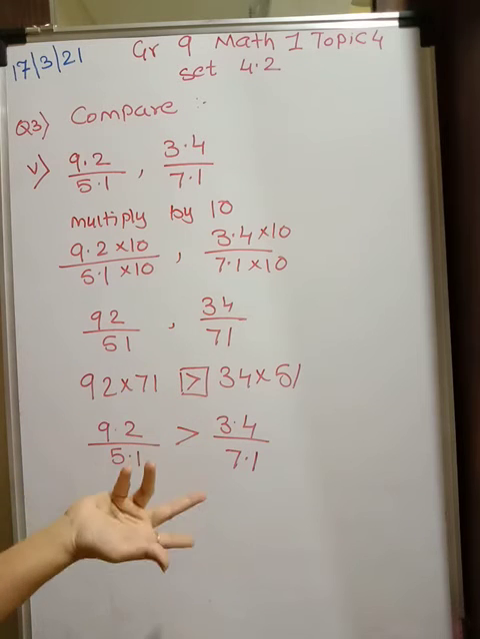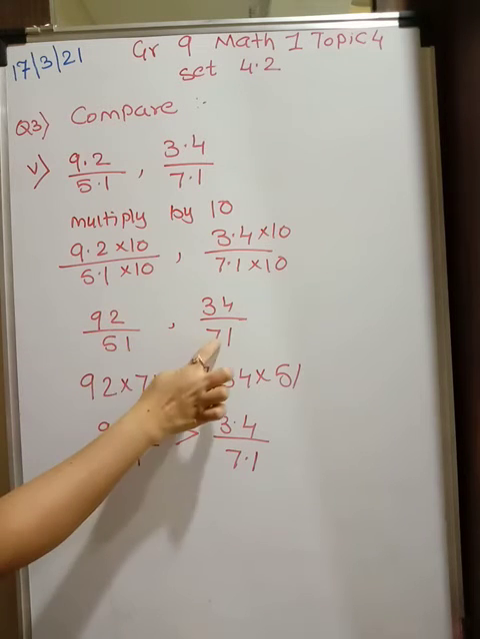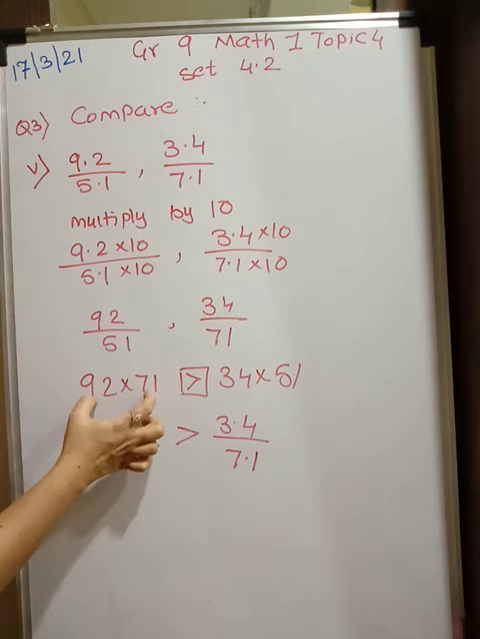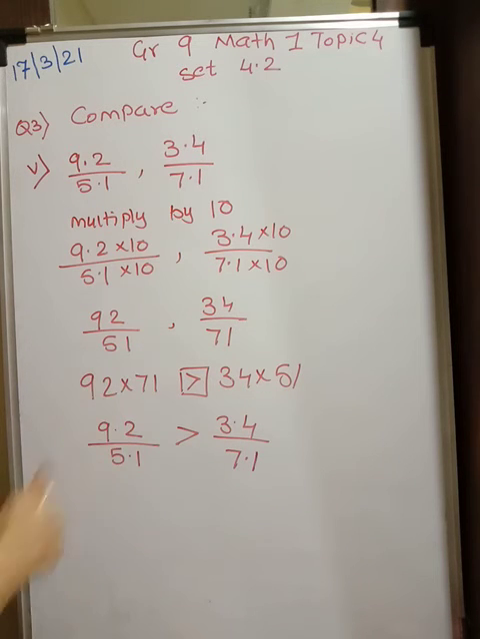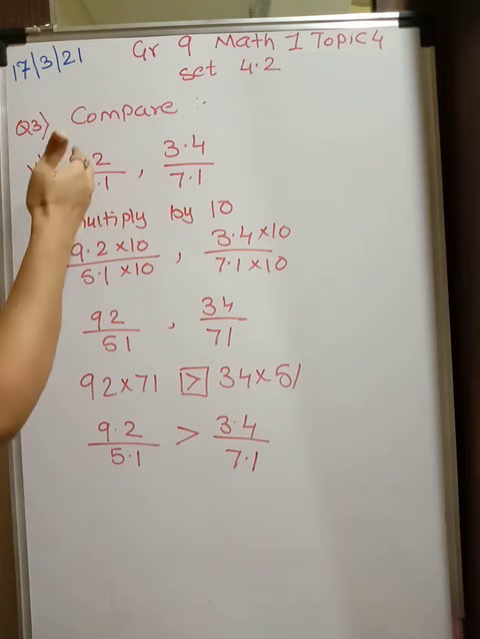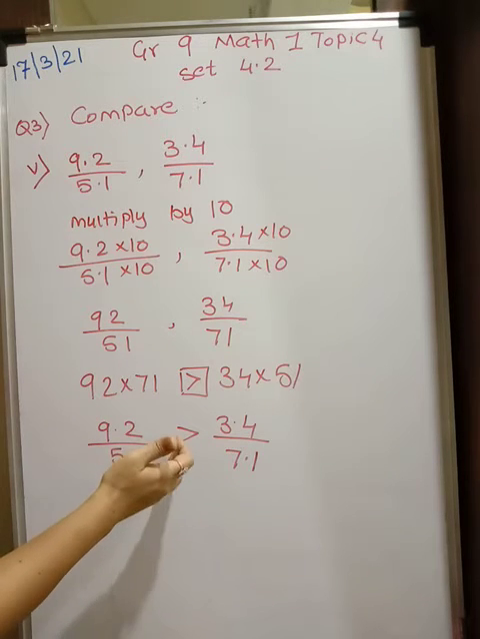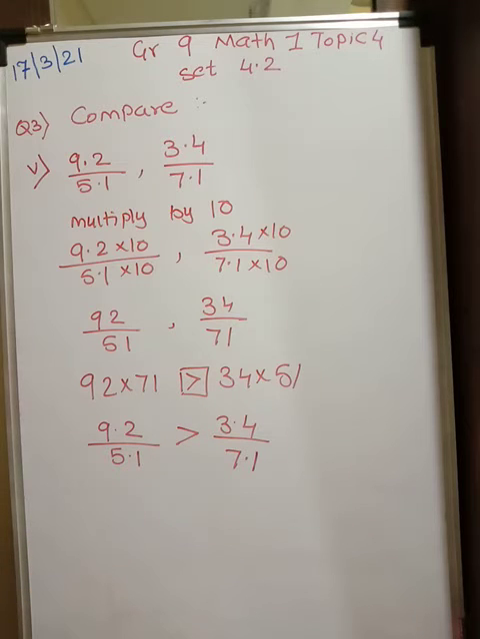Or to make it easier, you cross multiply. 92 and 71, both numbers are big. Here both the numbers are smaller compared to these two. And therefore 92 into 71 is always greater. So 9.2 by 5.1 is greater than 3.4 by 7.1. Is this clear, everybody? Okay.